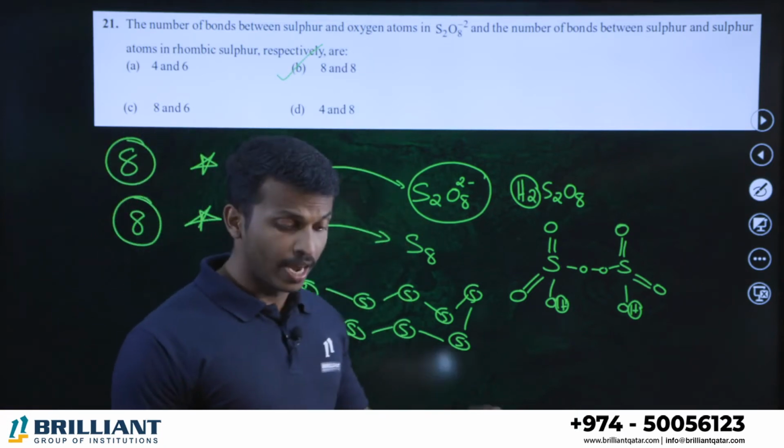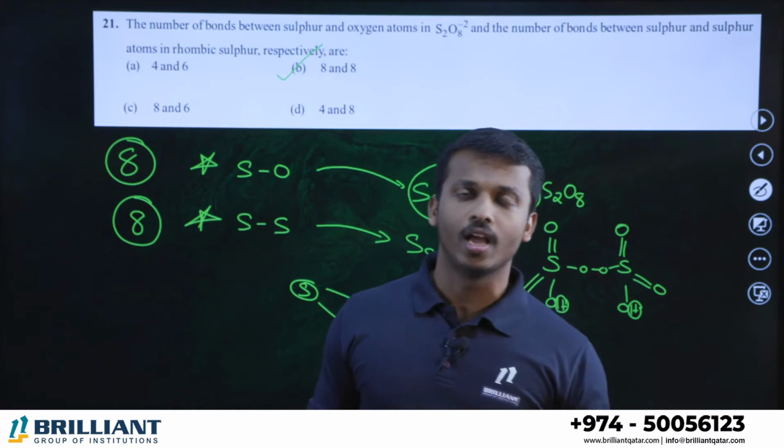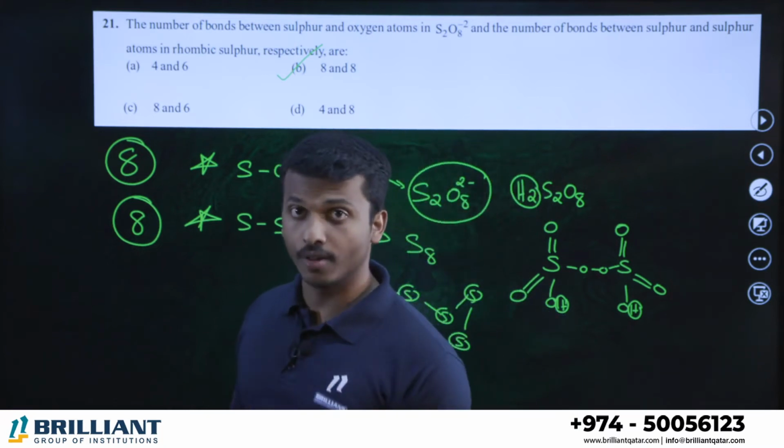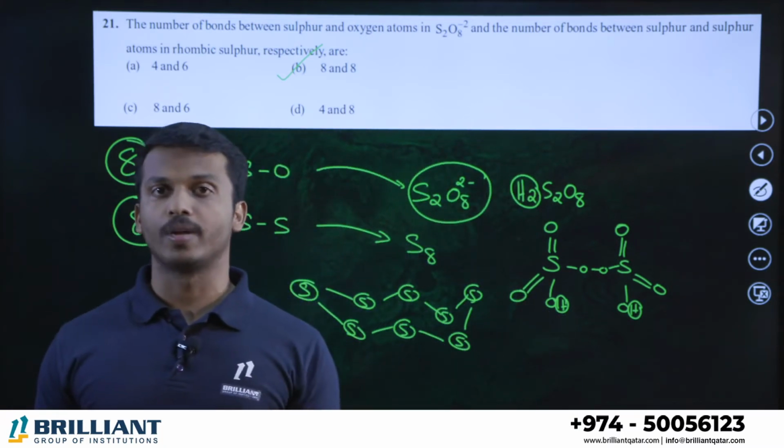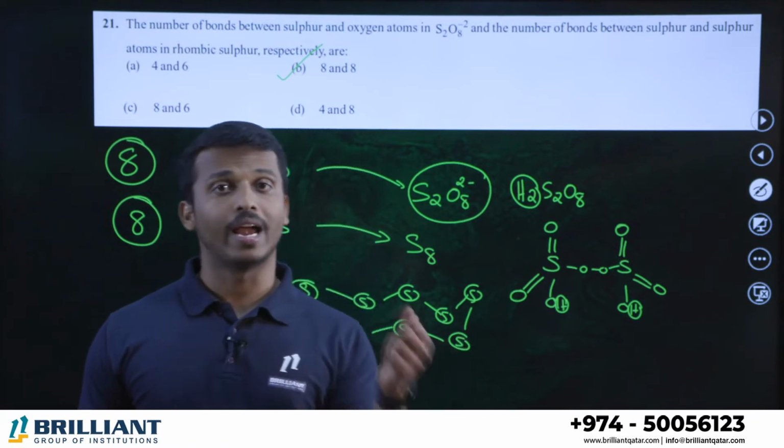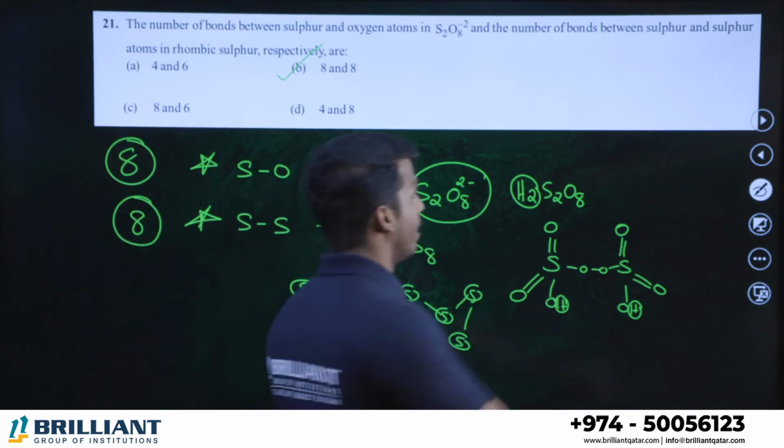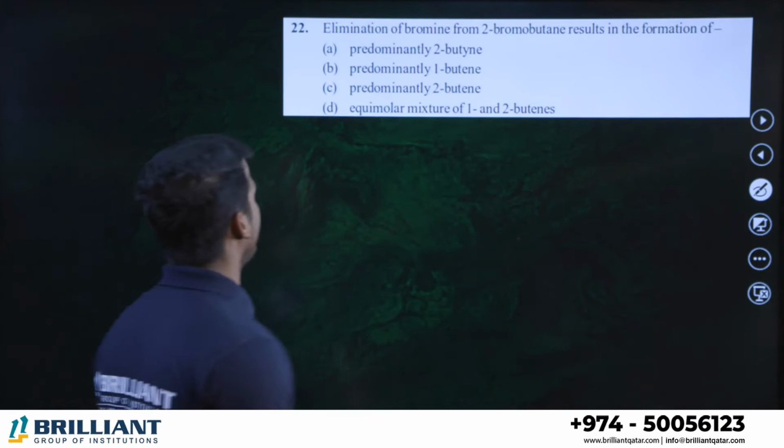So dear all, it's very essential to study the oxo acids of sulfur, chlorine and phosphorus, their structure, formula and their acidity order. Alright, next question. Question number 22.